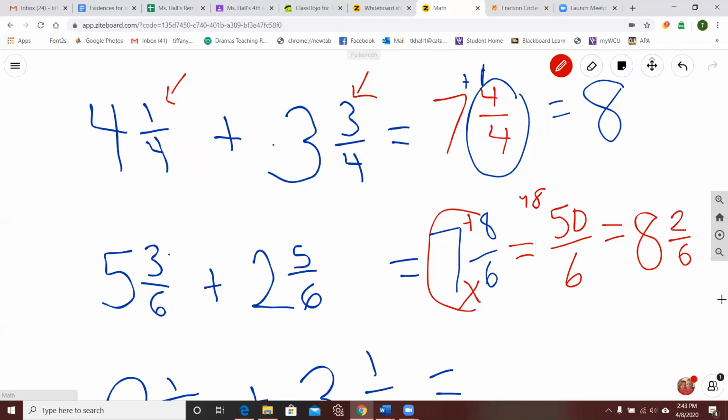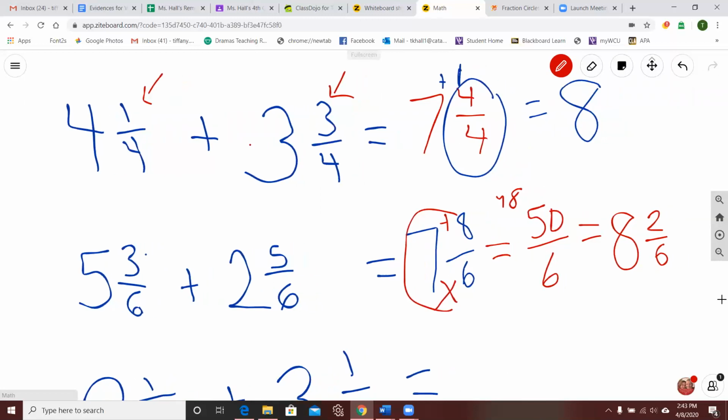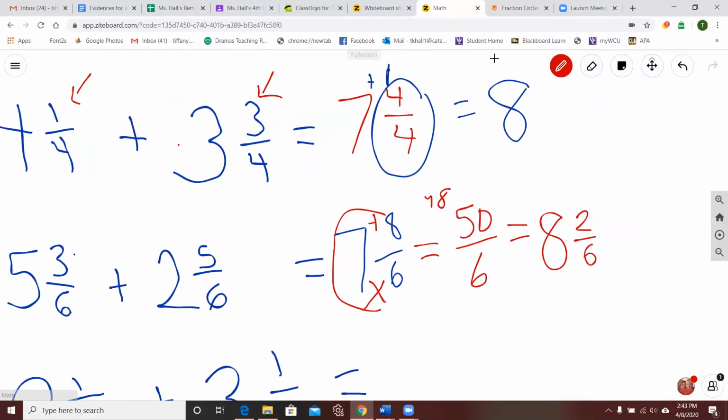So now I have a mixed number. So your answer could be 50 over 6. It could be 8 2/6. Do you see another answer it could be? Well, leave your whole number. What's half of 2? 1. What's half of 6? 3.